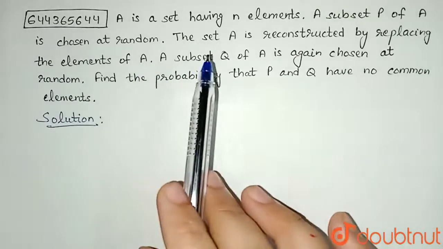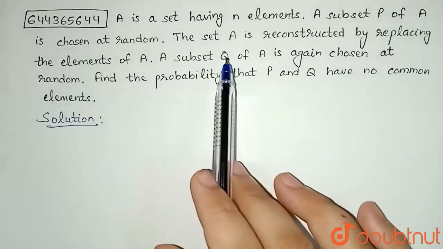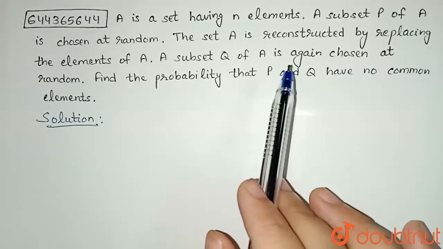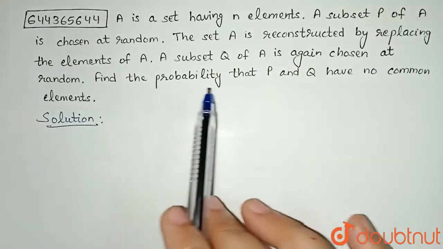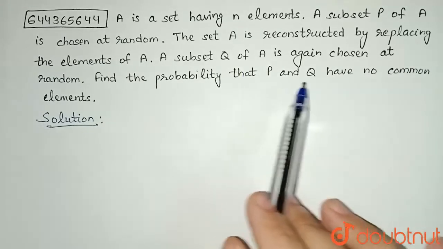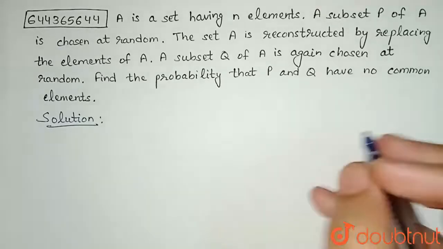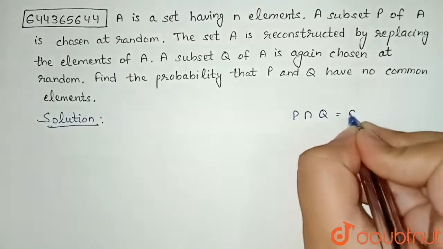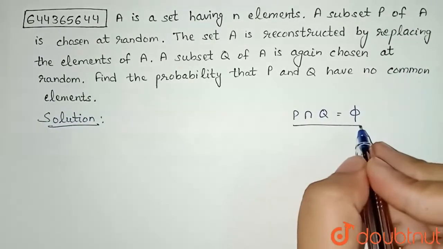So we are given a set A and we consider a subset P of A, and again we reconstruct that set A and we consider a subset Q of A. Then we choose the elements from the subsets, and we need to find the probability that these subsets P and Q have no common elements. What does it mean that P and Q have no common elements? P intersection Q should be equal to the empty set. So this is the condition we need to follow to find the probability.